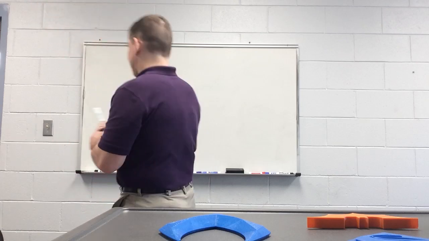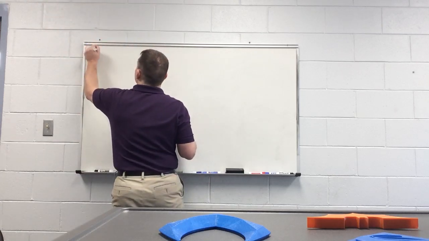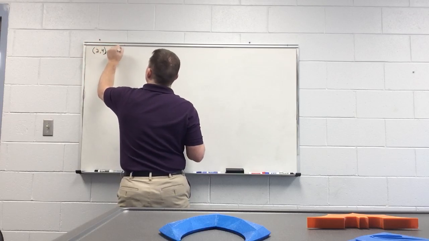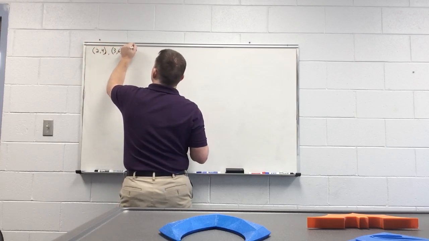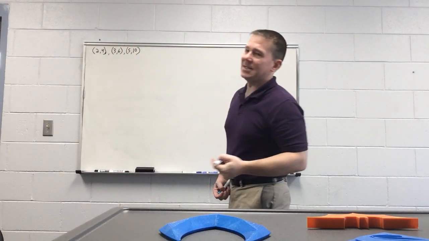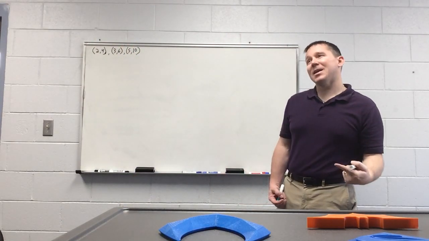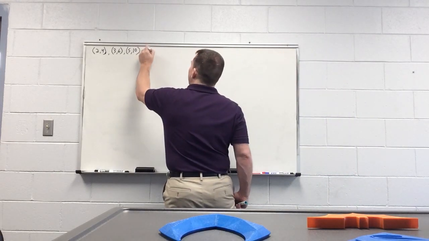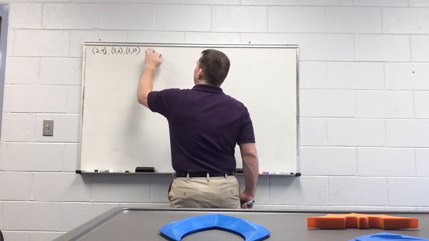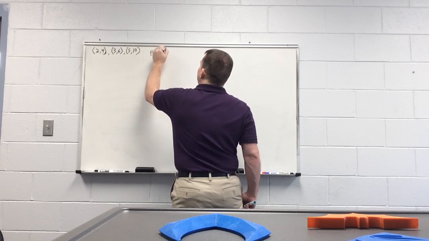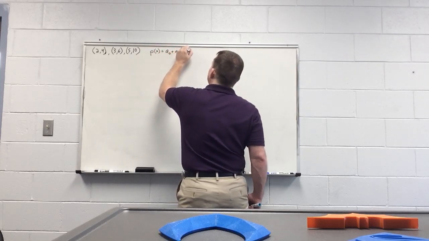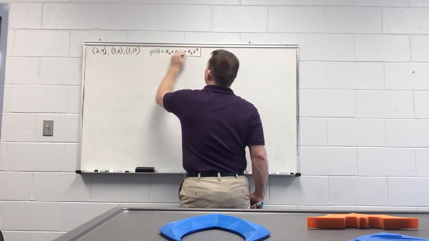So let's see. 2, 4, 3, 6, 5, 10. I have 3 points. N is equal to 3, which means I need a polynomial of degree n minus 1, which is 2. So my polynomial will be a quadratic: a sub 0 plus a sub 1x plus a sub 2x squared.